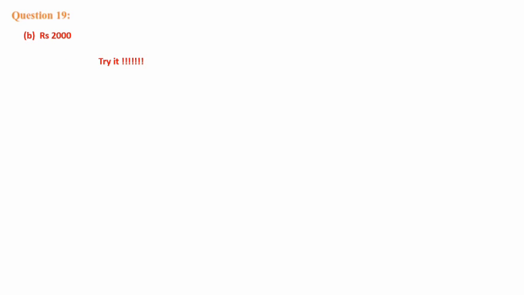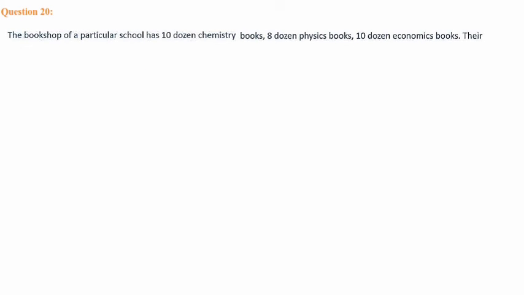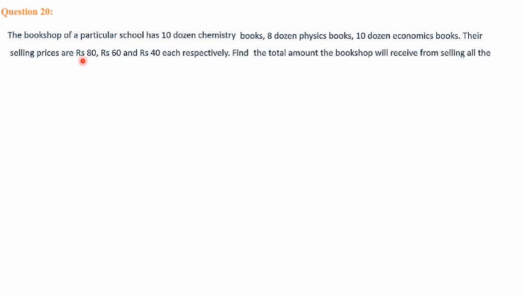This part you will do as homework. Move on to question number 20. The question is, the bookshop of a particular school has 10 dozen chemistry books, 8 dozen physics books, and 10 dozen economics books. Their selling prices are rupees 80, rupees 60, and rupees 40 each respectively. Find the total amount the bookshop will receive from selling the books using matrix algebra.